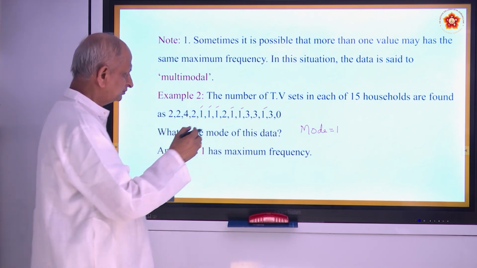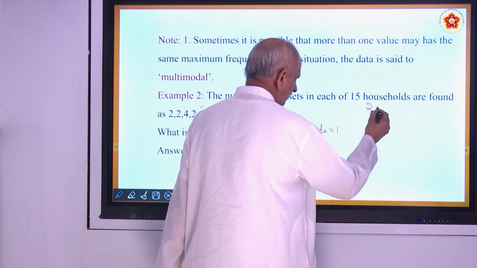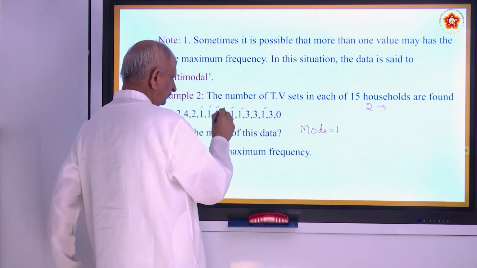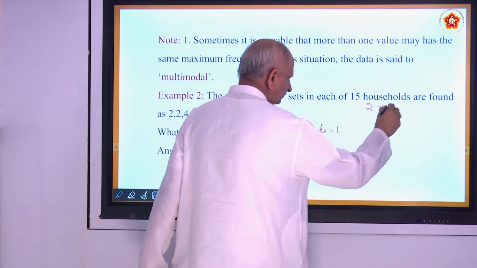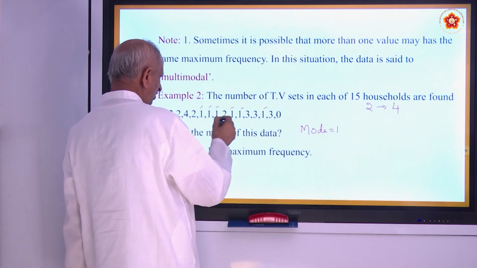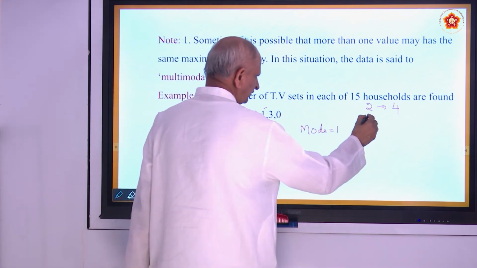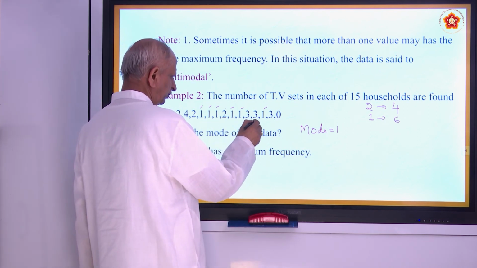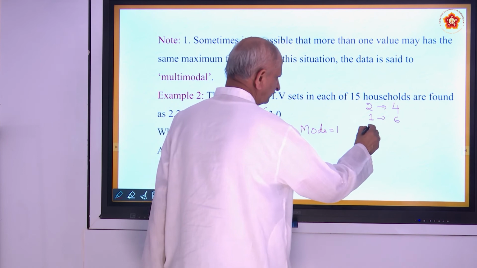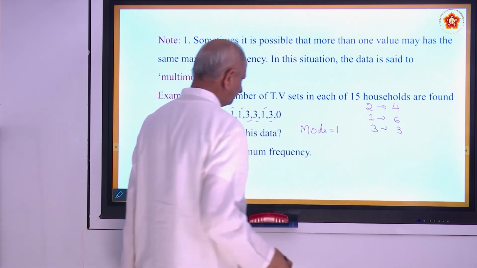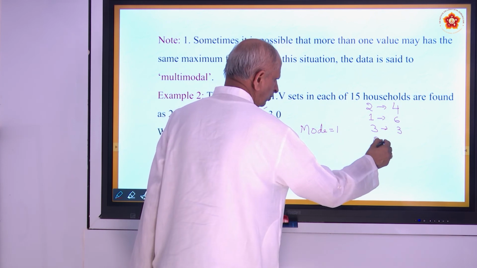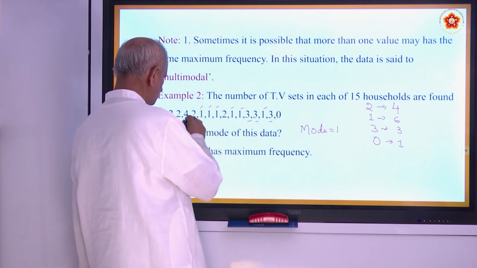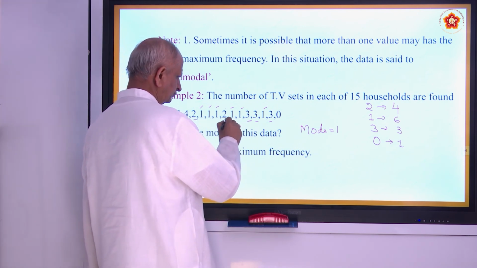You can write it one by one separately. How many times is 2 there? 1, 2, 3, 4. 4 times is there. Then number 3, how many times? Number 1 is 6 times it is there. Number 3 is 1, 2, 3, 3 times. Then 0, only 1 time. Is it not? Anything else is there? No. All this is over. Okay.